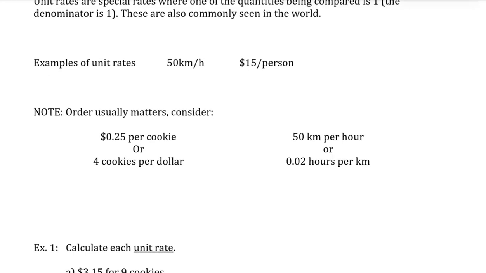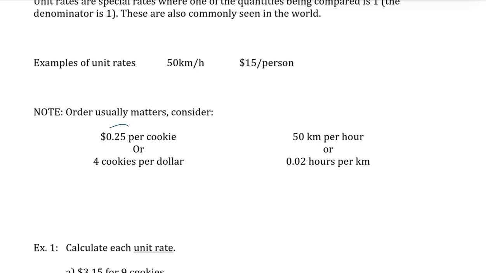And order really matters. So we don't just do it the order that they're necessarily written on the page or that they're written in the question. We've got to think about which one makes more sense. In some cases, you might be able to get away with either, but generally speaking, one of them makes more sense. So here we have 2 examples, and we have either $0.25, which is 25 cents per cookie, or 4 cookies per dollar. Which one of those would be a more common way of doing things? So think about it, make your own choice.